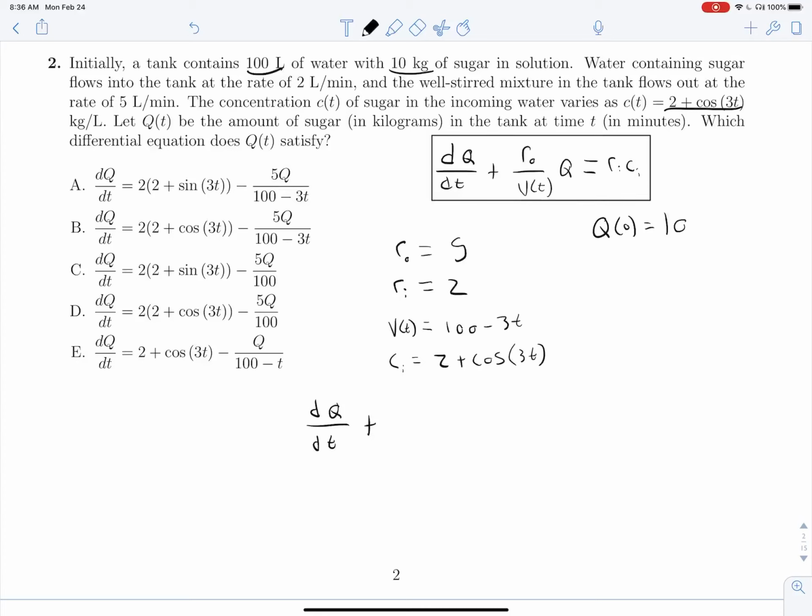dQ/dt plus r0, which is 5 over 100 minus 3t, Q is equal to 2 times 2 plus cosine 3t.